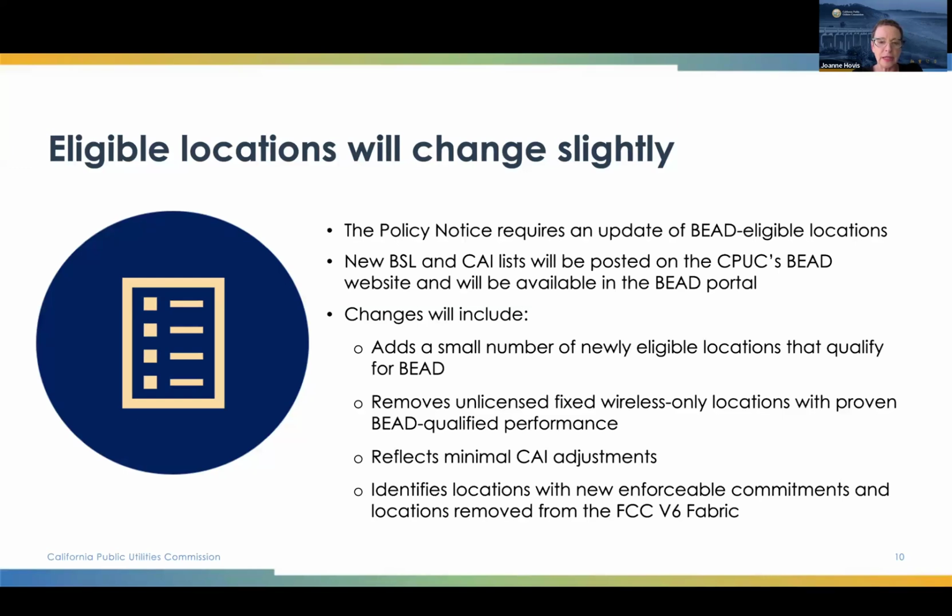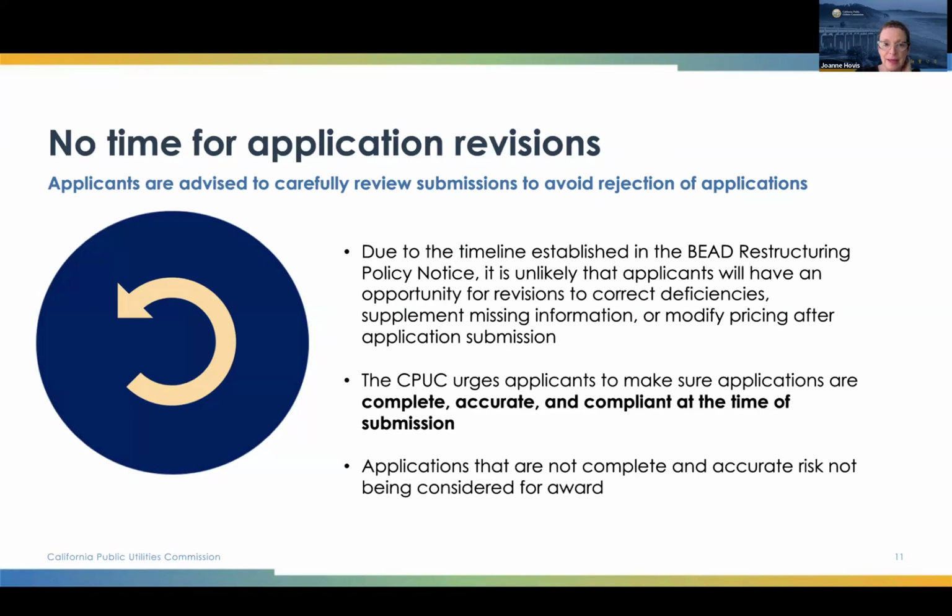There are some minimal community anchor institution address or location adjustments based on the new federal rules. And then wherever there is a location with a new enforceable commitment, or a location that's been removed from the FCC's most recent fabric, those locations are identified on the map. Can I have the next slide?